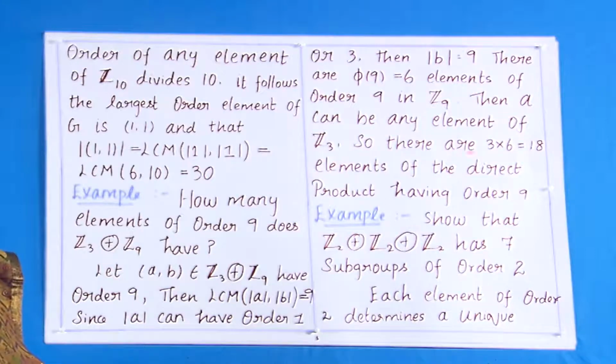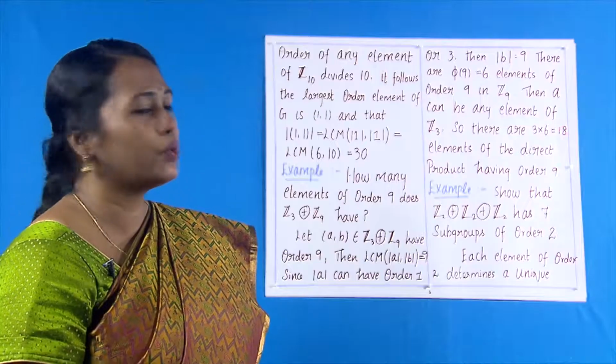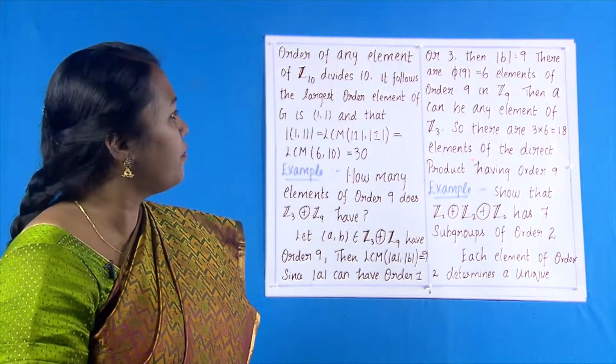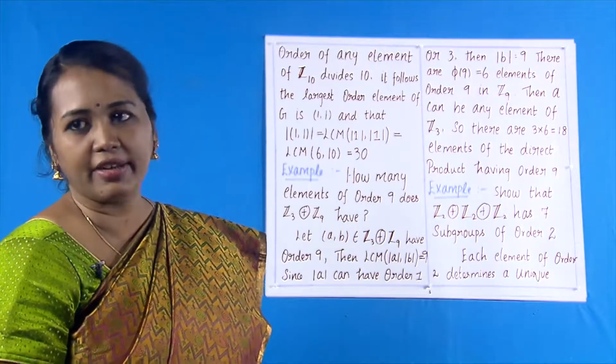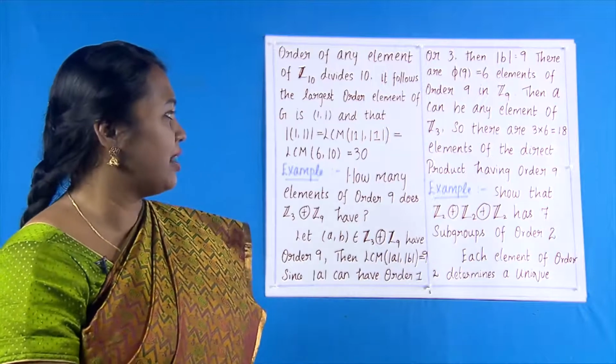So there are 3 times 6, that is equal to 18 elements of the direct product having the order 9. Let's see one more example.